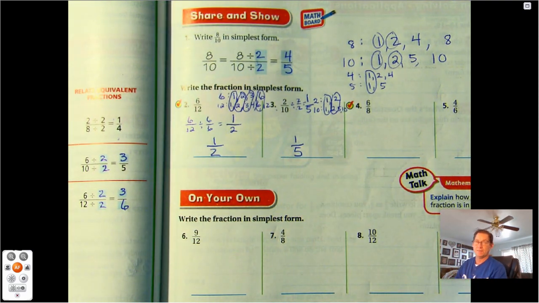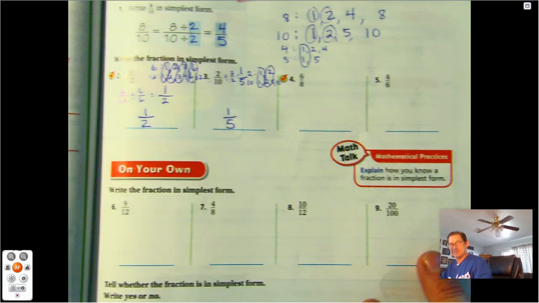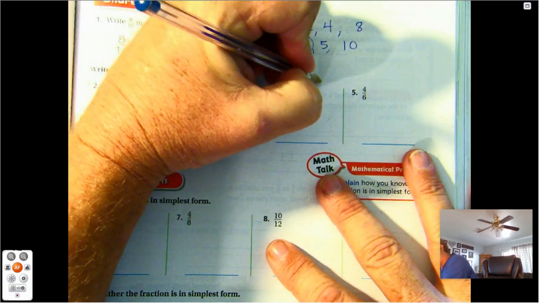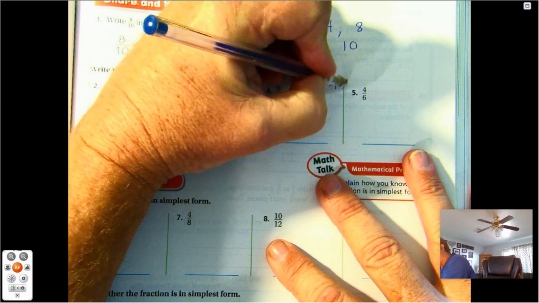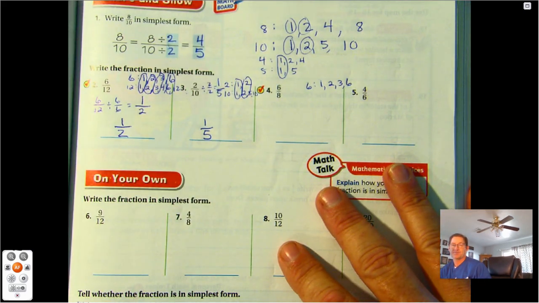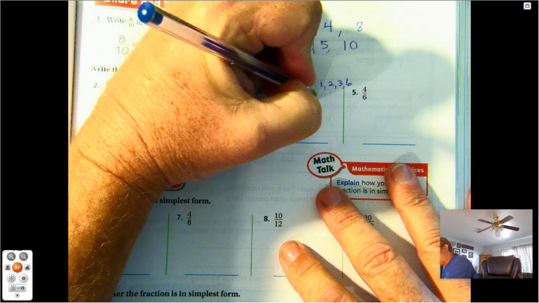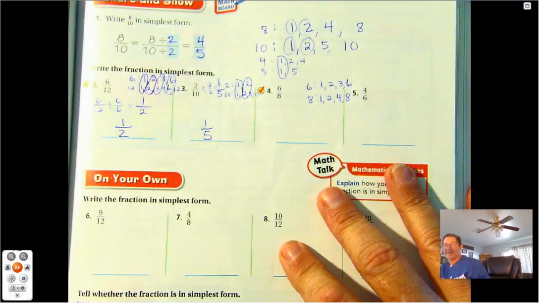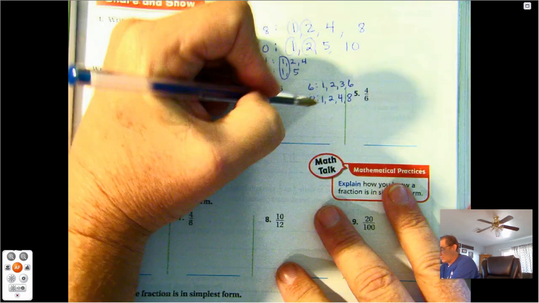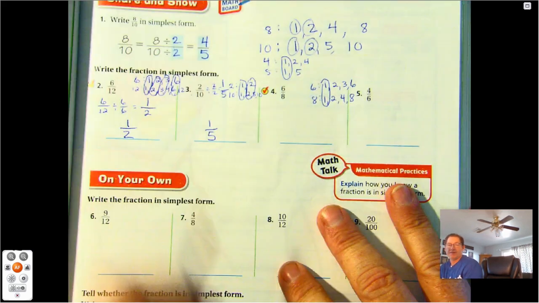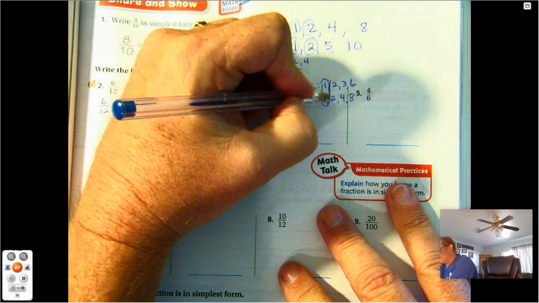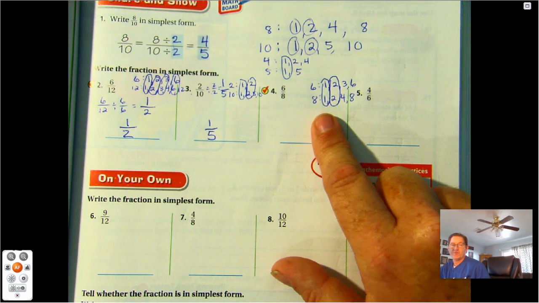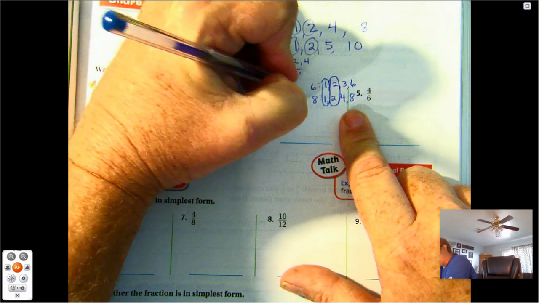6/8. Okay, we've listed the factors of 6 a couple times already today. 1, 2, 3, and 6. Factors of 8, we've listed those. 1, 2, 4, and 8. Circle the factors in common. Okay, the only factor greater than 1 is 2. So we're going to divide numerator and denominator both by 2.